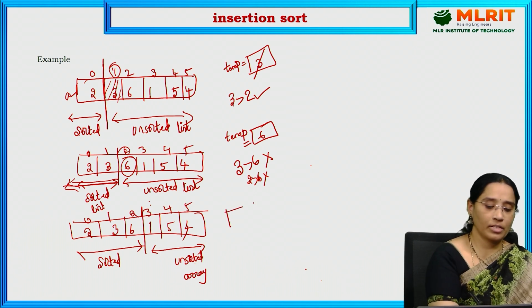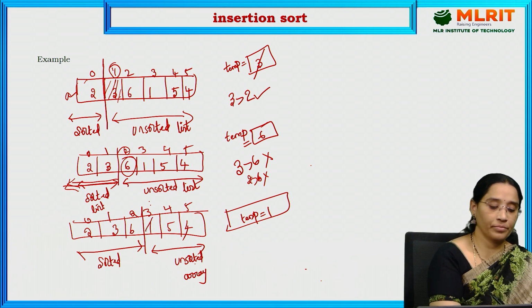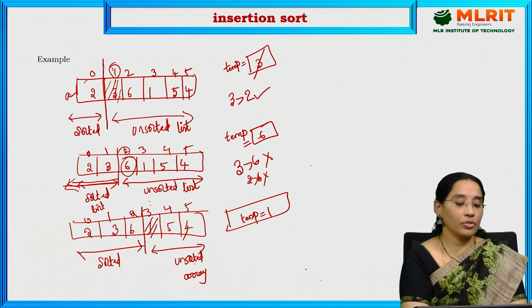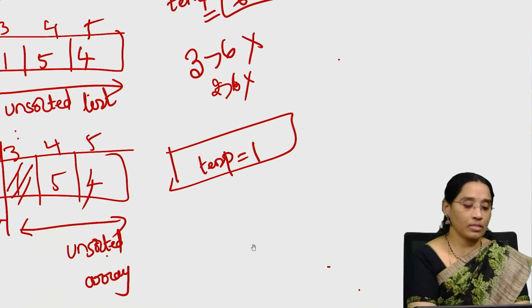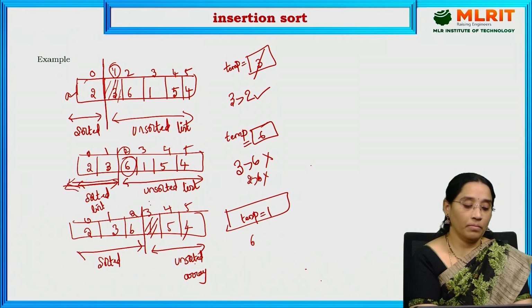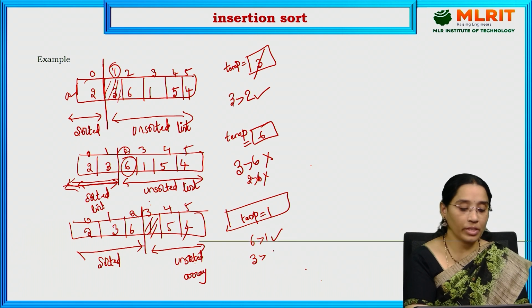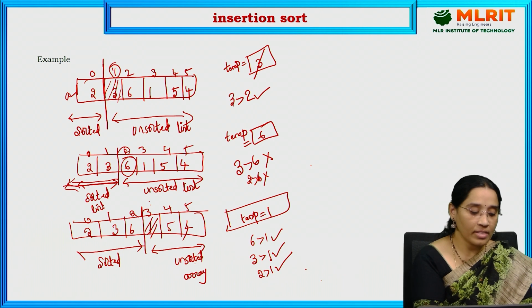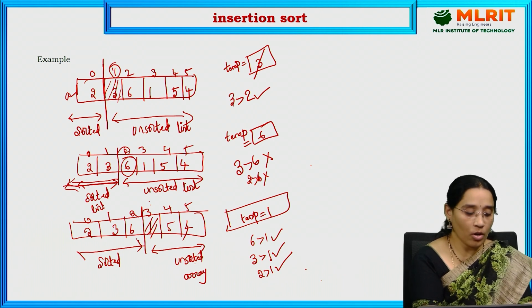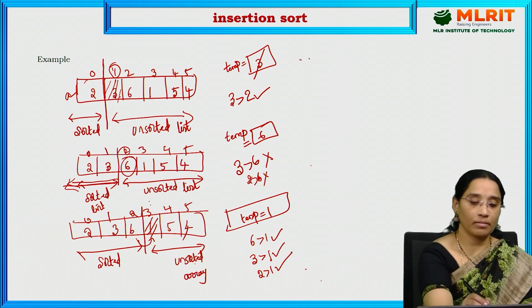Now, after this, I'll place 1 in the temp. This element will be placed in the temp. Now start the comparison. 6 greater than 1, condition true. I am starting from index 2. 6 greater than 1, condition true. 3 greater than 1, condition true. 2 greater than 1, condition true. So now this place will become a hole, and the elements move one position towards the right.